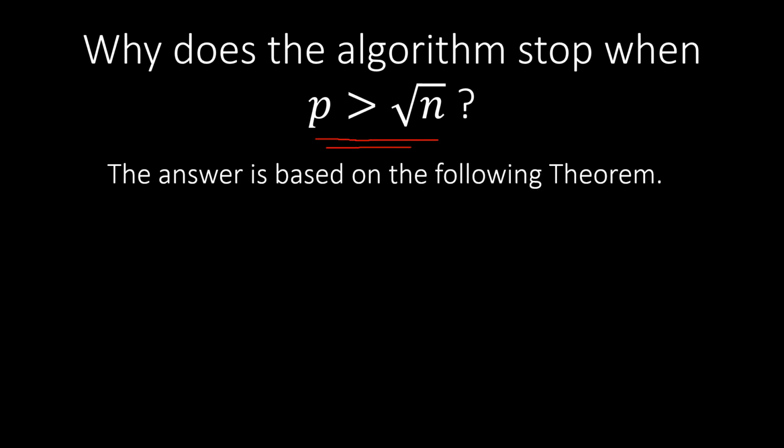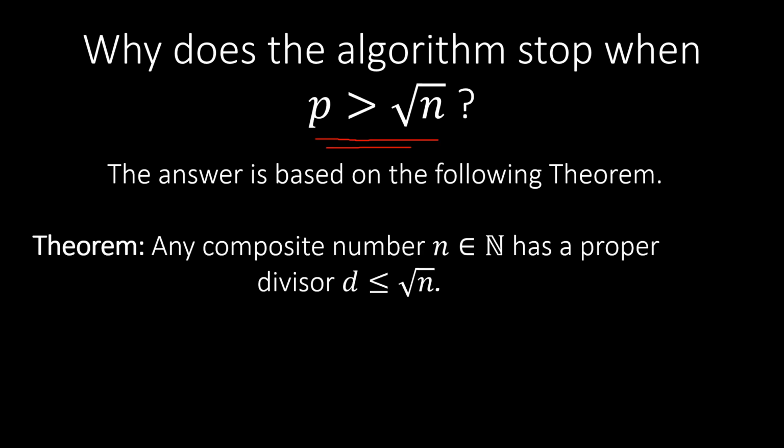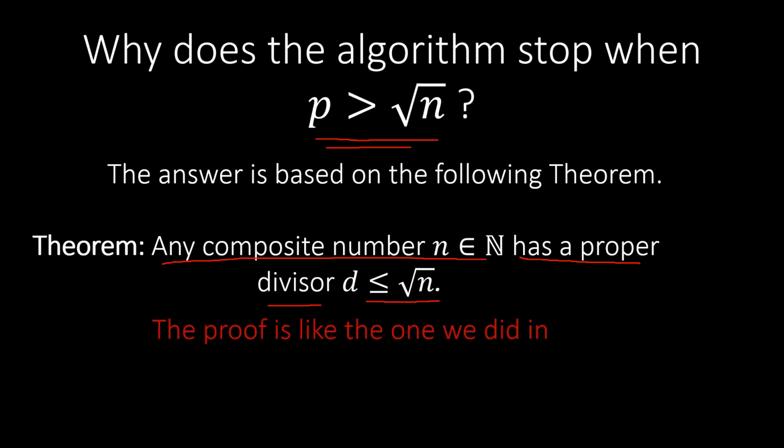So the answer to that question is based on the following theorem. The theorem says that any composite number n has a proper divisor less than or equal to the square root of n. The proof is like the one we did in a video, which I'm going to put in the upper right corner and also in the video description for you to check out.